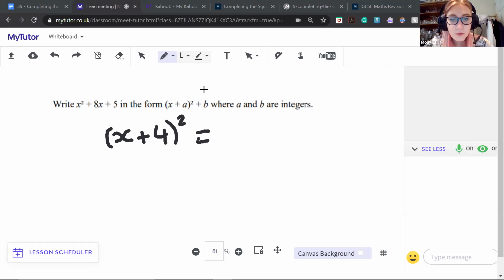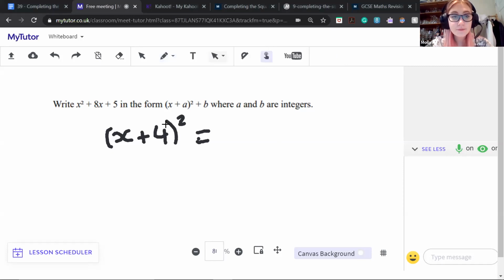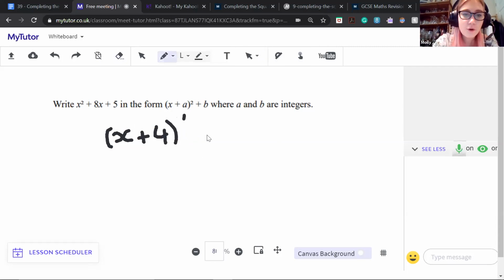So yeah, brilliant. Okay. One thing I want to point out is that this is not x squared plus 16. That's a totally valid mistake to make. I can totally see where that comes from. I used to make that all the time and honestly still do. What you've got to remember is that this is the same as writing x plus 4 times x plus 4.